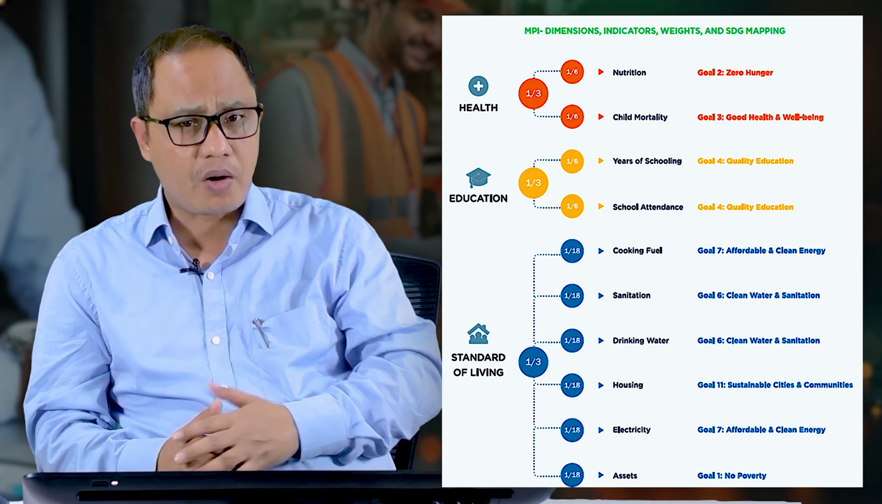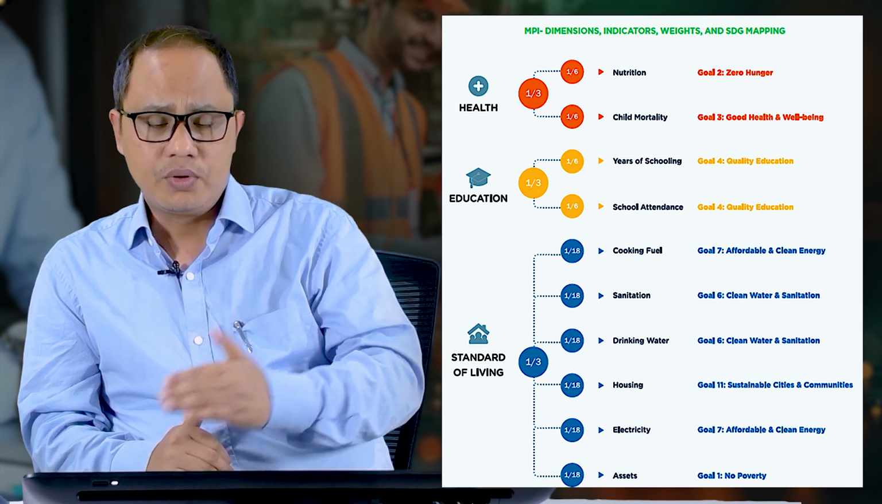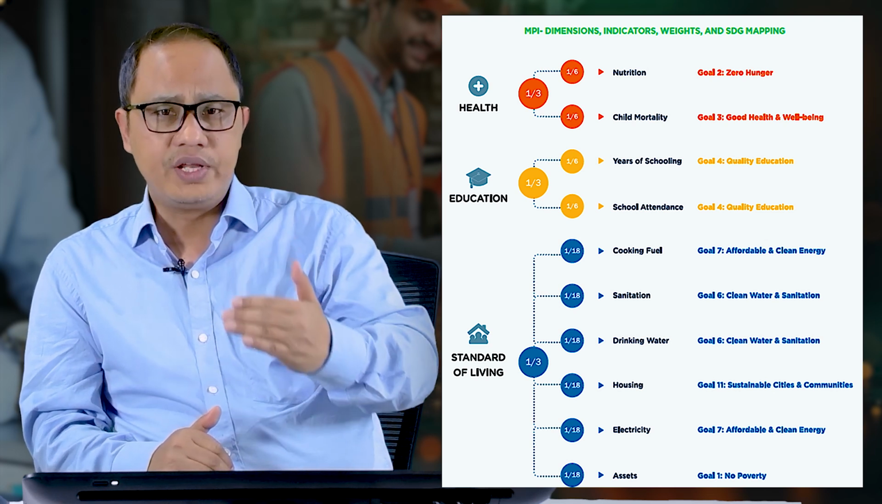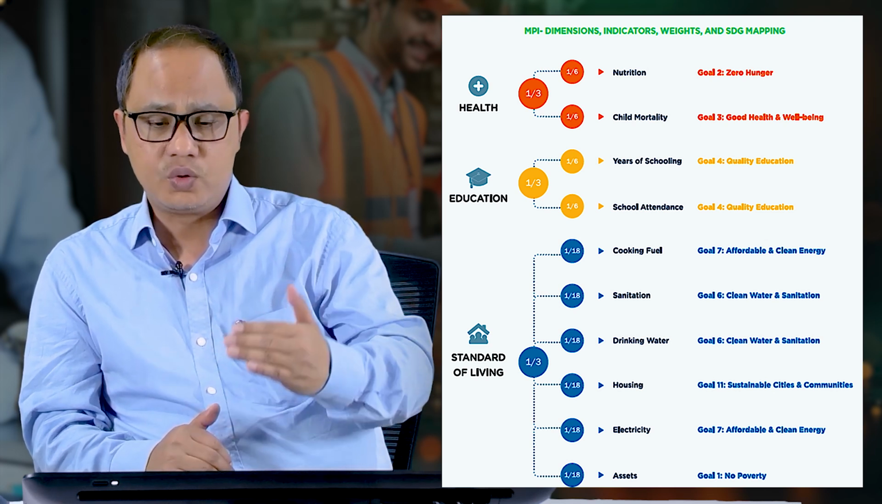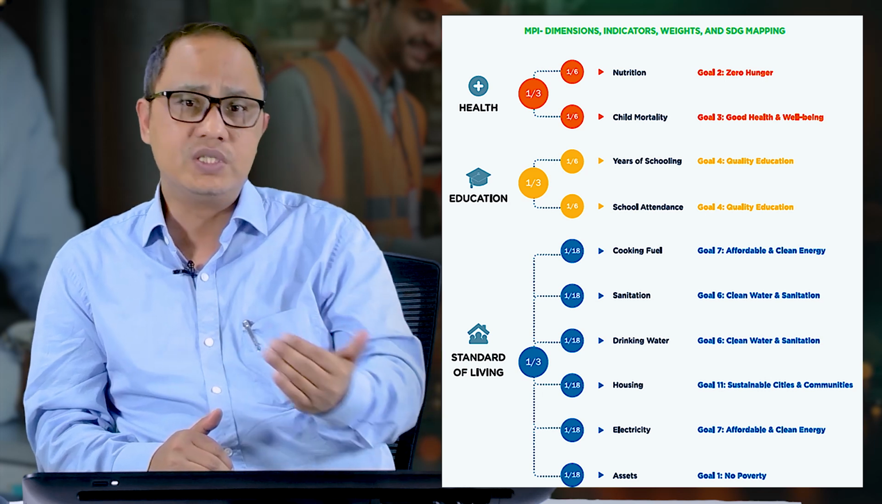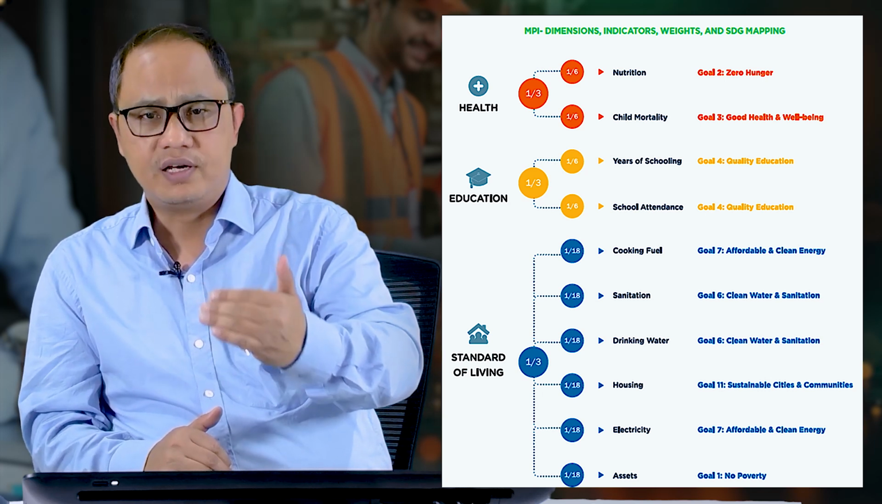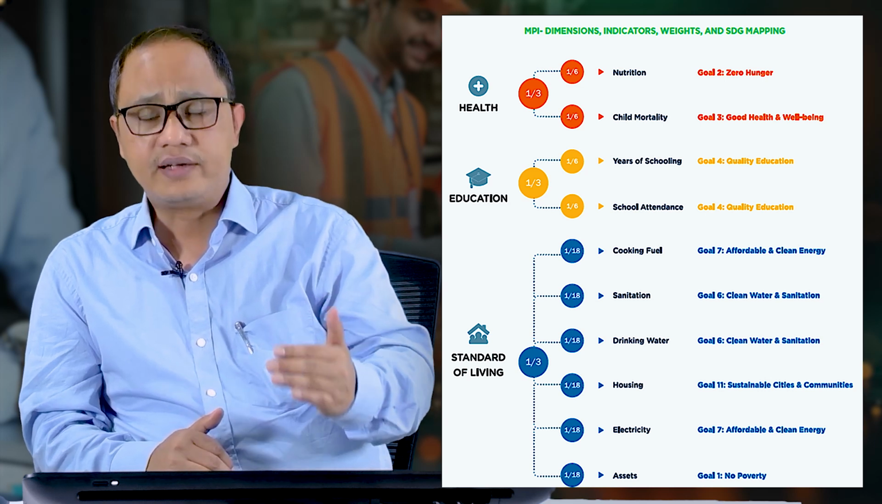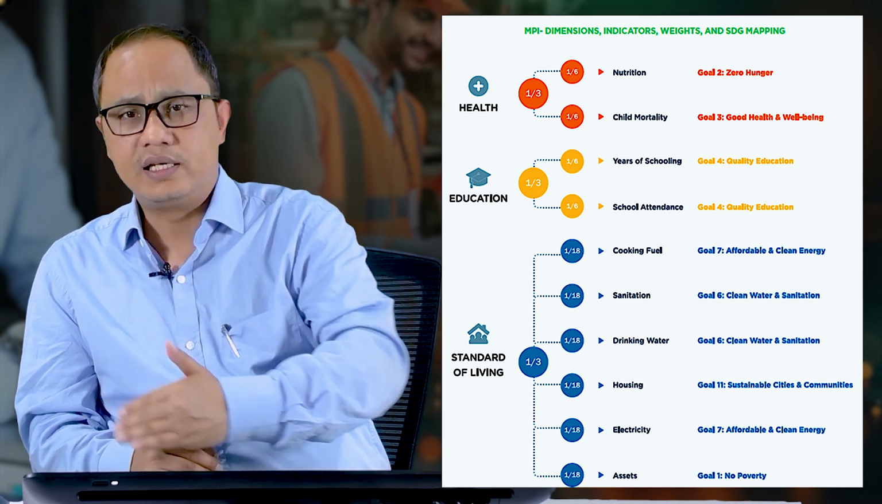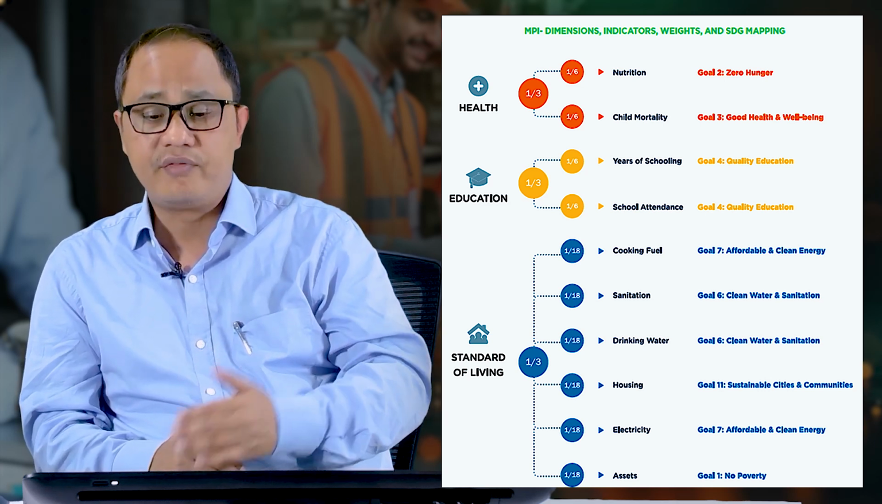Then when we talk about standard of living, it can look into different sub-dimensions like cooking fuel. When we talk about which kind of fuel they are using, it is related to your level of income, then poverty line. So that again links into another goal, Goal 7, affordable and clean energy.